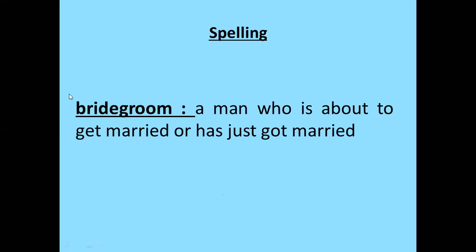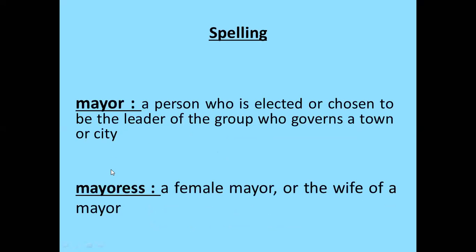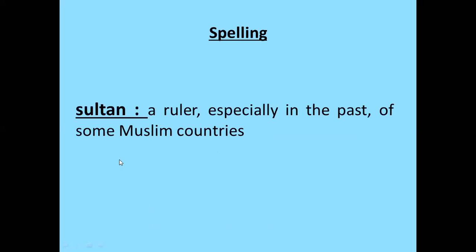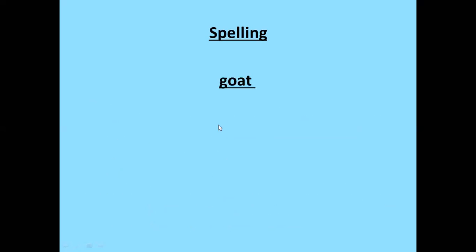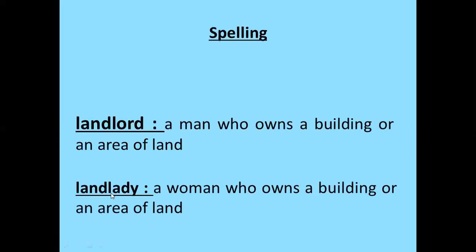Bridegroom, this is the male, a man who is about to get married or has just got married. Bride, this is the female, a woman who is about to get married or has just got married. God and goddess. Mayor, mayoress. We discussed them. Sultan, sultana. Goat, billy goat, and nanny goat. We studied them while explaining the page in the book. Landlord and landlady. That's it.